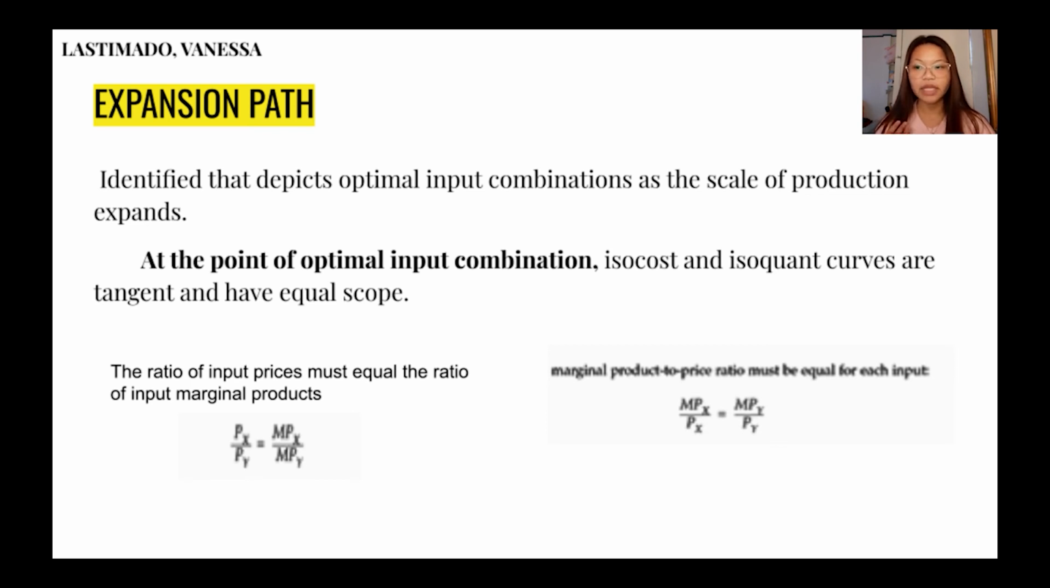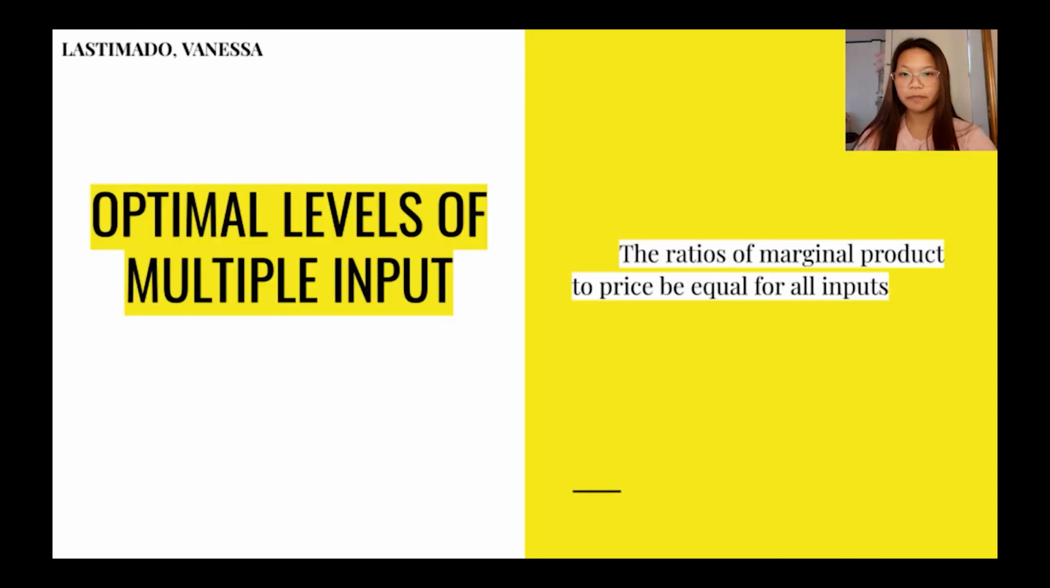So any input combination violating this rule is suboptimal because a change in input proportions could result in the same quantity of output at lower costs. Next slide, please. Optimal levels of multiple input. Cost minimization requires only that the ratios of marginal product to price be equal for all inputs. Alternatively, cost minimization dictates that inputs be combined in optimal proportions for a given or target level of output.